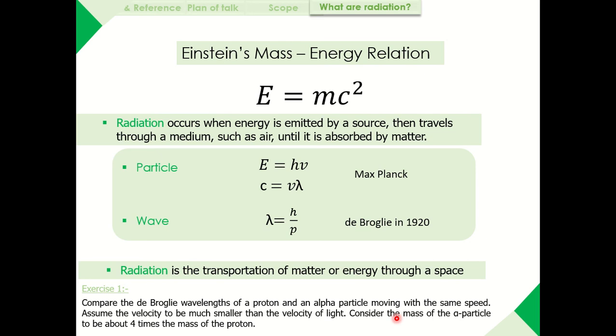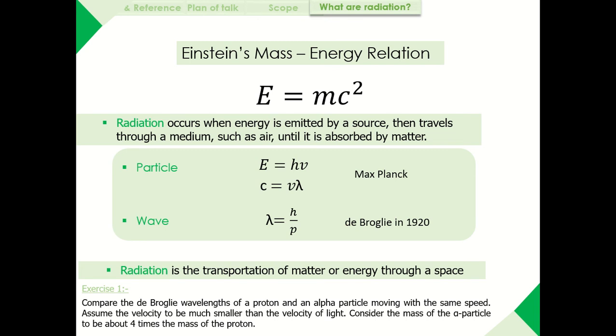Finally, what you want to end up with is that lambda proton will be equal to 4 lambda alpha particle. So the wavelength of the proton will be approximately 4 times the alpha particle wavelength. Just try this exercise and get me your response in the next session. Okay.